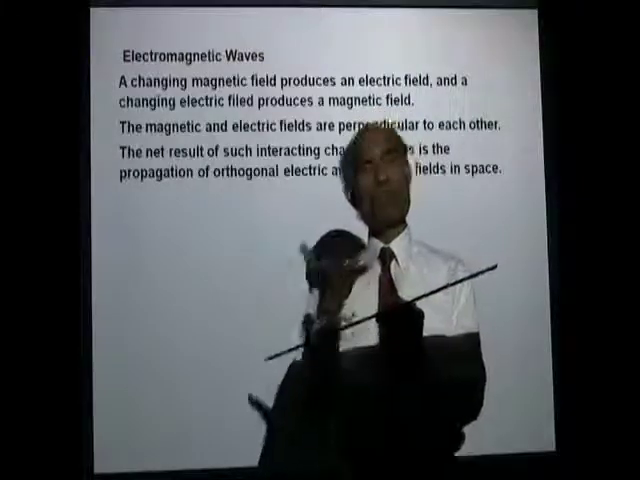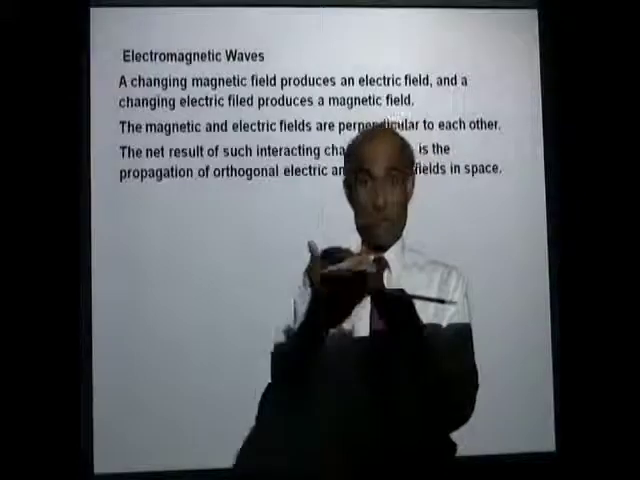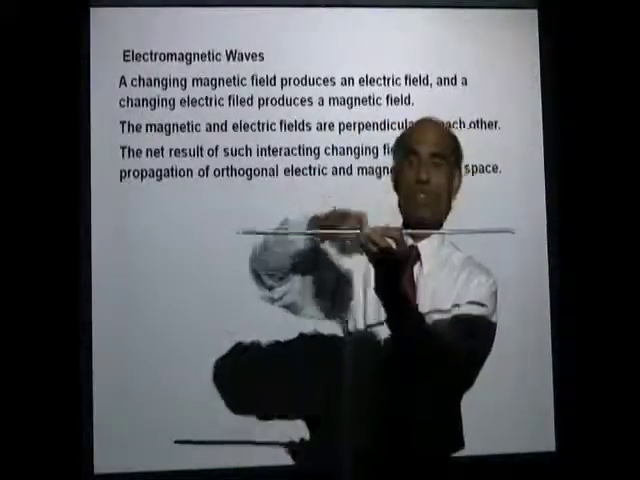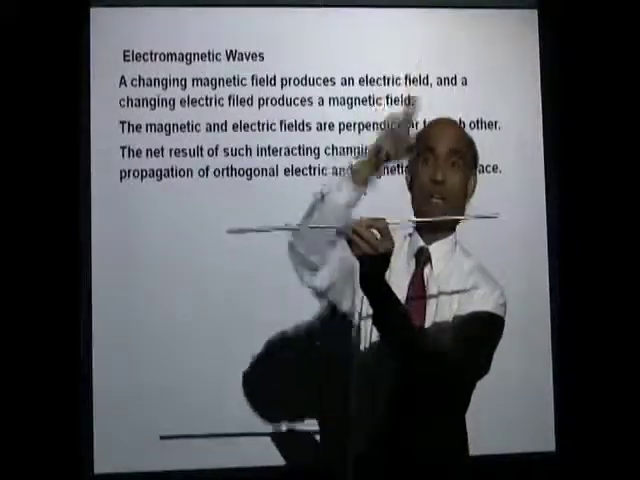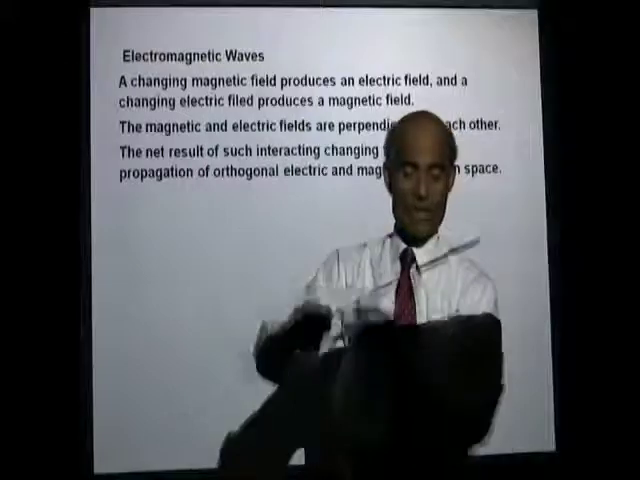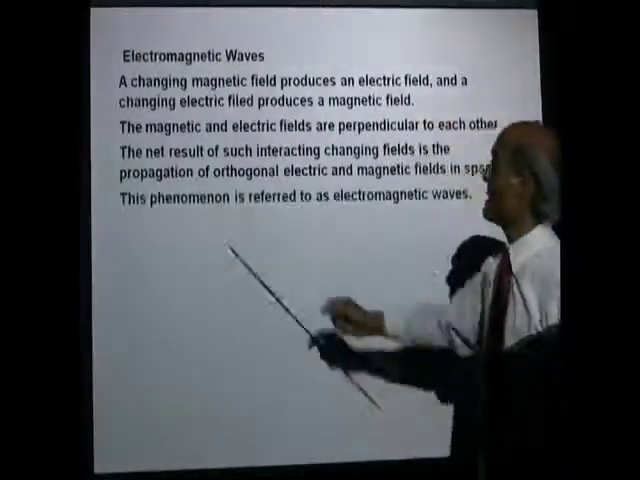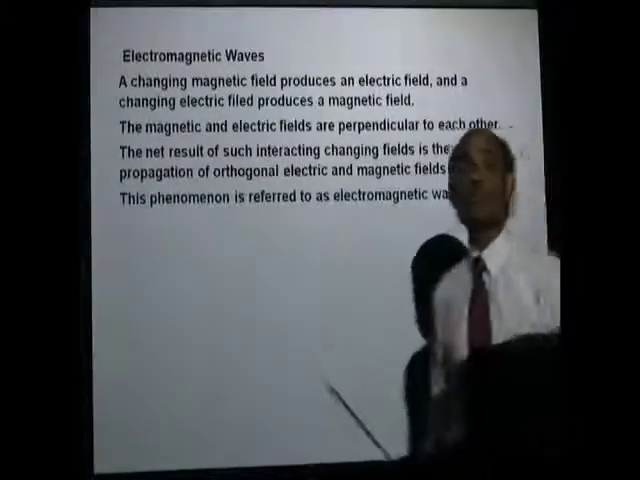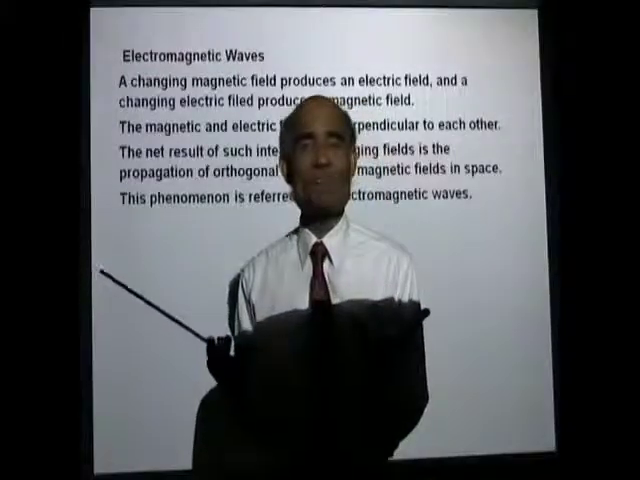Now, what's the meaning of orthogonal electric and magnetic fields? Well, orthogonal, of course, means perpendicular. That means if the magnetic field is propagated horizontally, the electric field is propagated vertically. These two fields are perpendicular to each other. Now, this phenomenon is referred to as electromagnetic waves. So what is the phenomenon of electromagnetic waves?